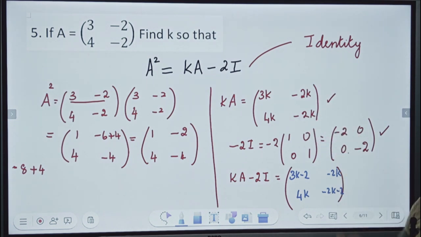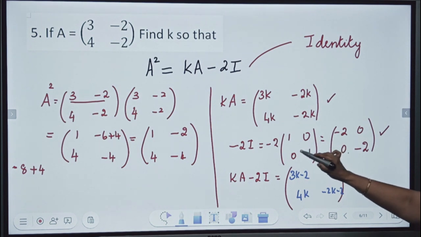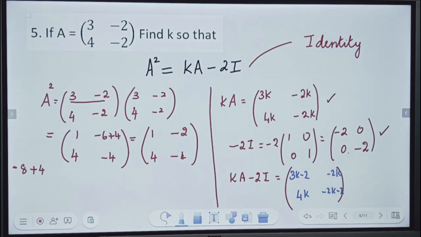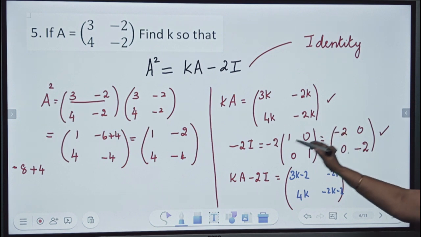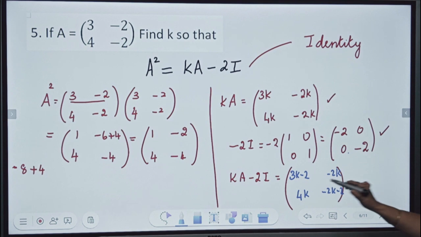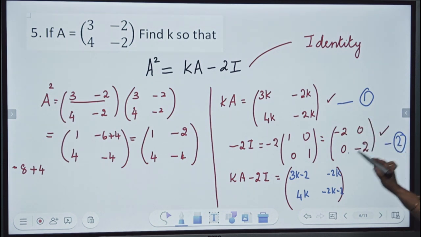See, this is Ka. What is Ka? Multiplying every term by K. That's how we got this. What is 2I? I have taken minus 2I directly. I is an identity matrix of order 2. So minus 2I means minus 2 into 1001. Every term gets multiplied by minus 2. So minus 2, 0, 0, minus 2. This is your first term. This is your second term. I need to add 1 and 2. So 3K minus 2, minus 2K plus 0, 4K plus 0, minus 2K minus 2.